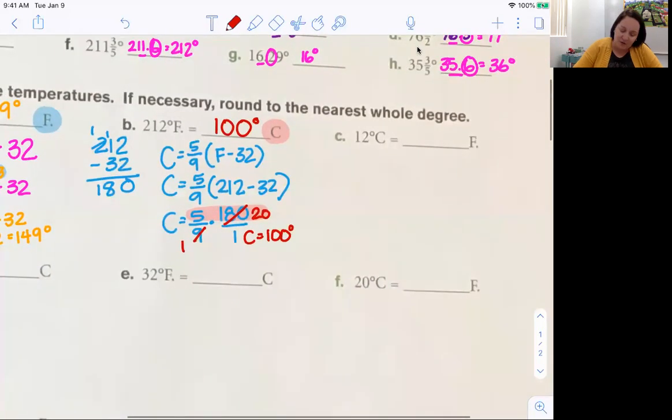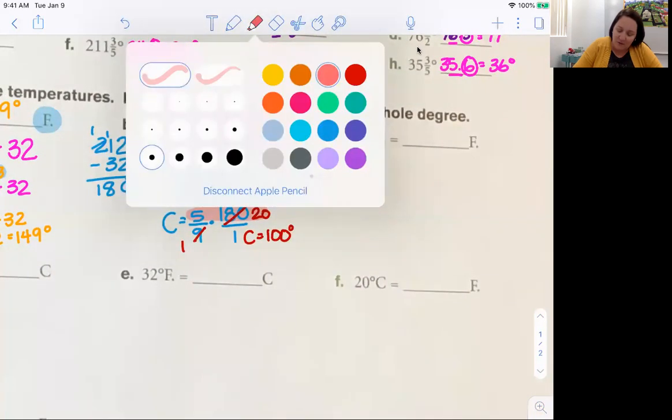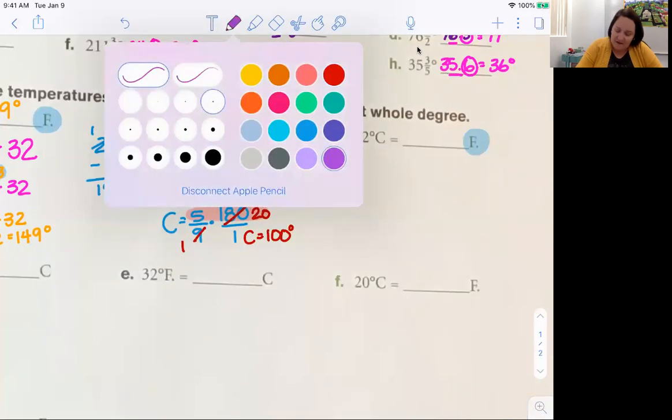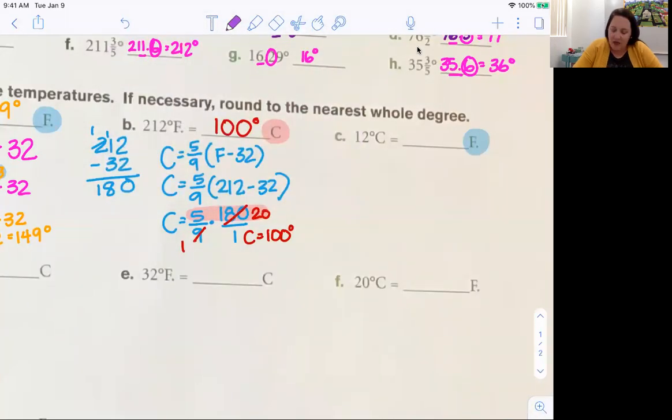Let's do another one. Letter C, which formula am I going to use? Am I going to use the C formula or the F formula? The F formula, because that's what I'm looking for. I'm going to use a different color. F equals 9/5 times C plus 32. F equals 9/5 times 12 over 1 plus 32.